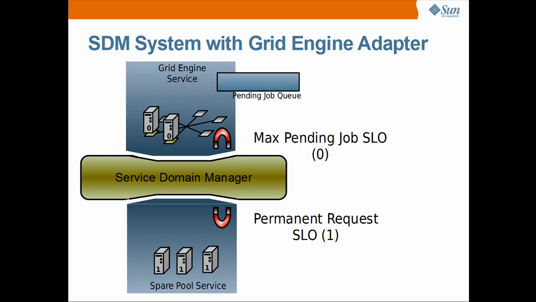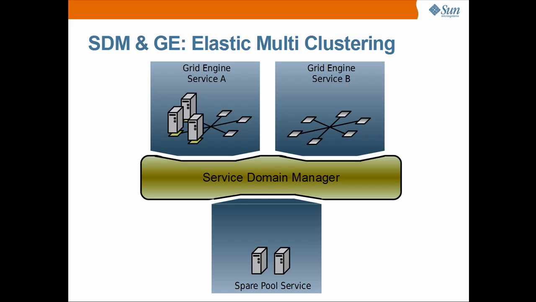After some time, the jobs were finished, so their usage dropped from 10 to 0. As the usage was lower than 1, the resources could be re-requested by the permanent request SLO of the spare pool. This is the basic SDM configuration to turn a Grid Engine cluster with a static set of resources into a highly scalable one. As a next step, the SDM system could be extended with additional Grid Engine adapters to manage a set of independent clusters. We call this elastic multi-clustering, as resources can then be shared between clusters depending on their workload.